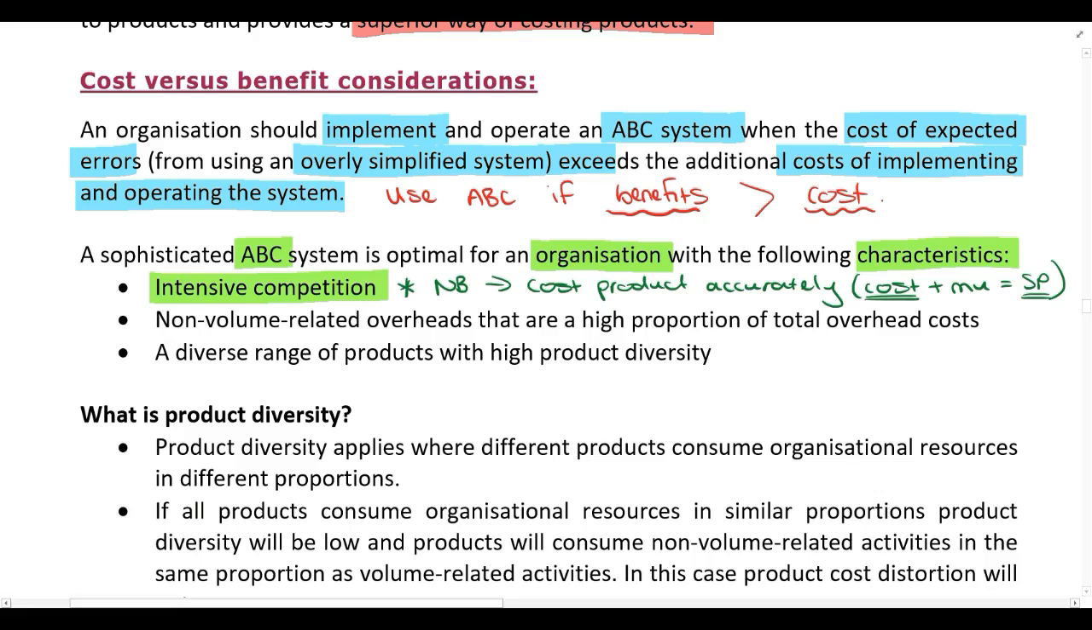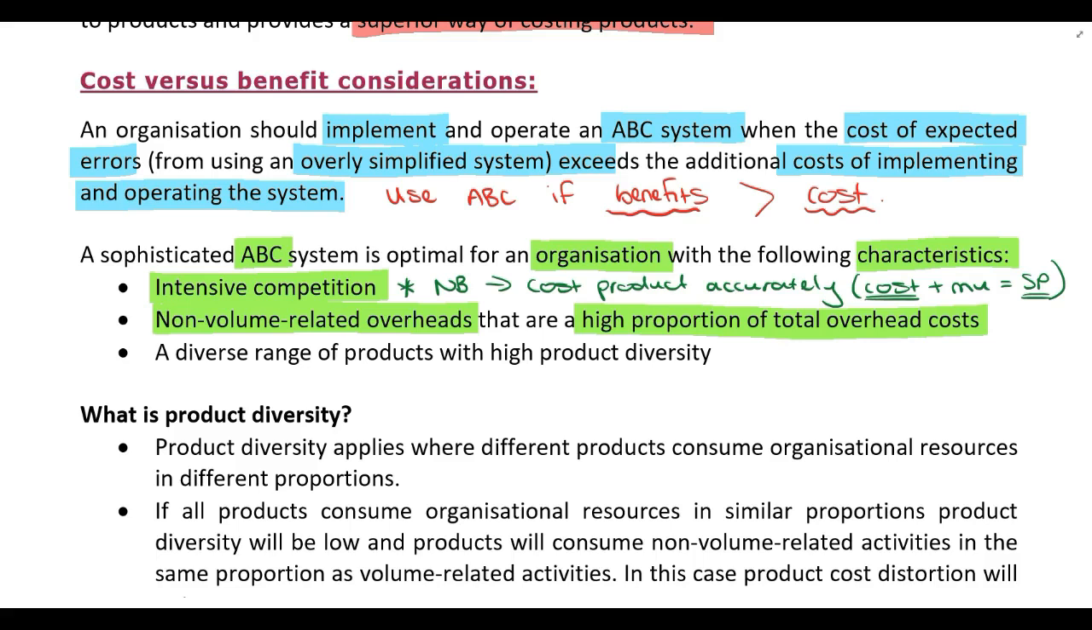Also, non-volume related overheads are a high proportion of your total overhead costs. So if you have a lot of costs such as setup costs, quality control costs, ordering costs, etc., then you're going to benefit from using activity-based costing. But if your costs are all volume-based, then you're not going to benefit from using activity-based costing.